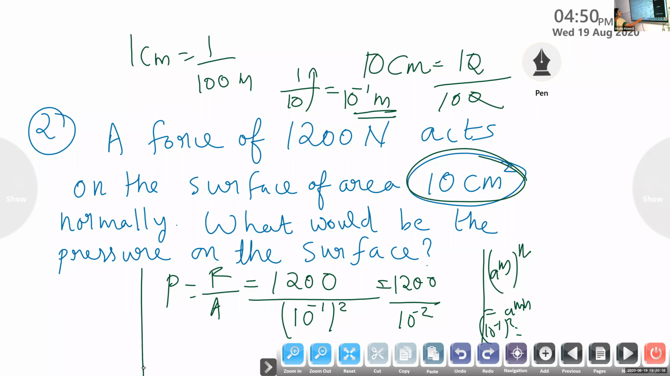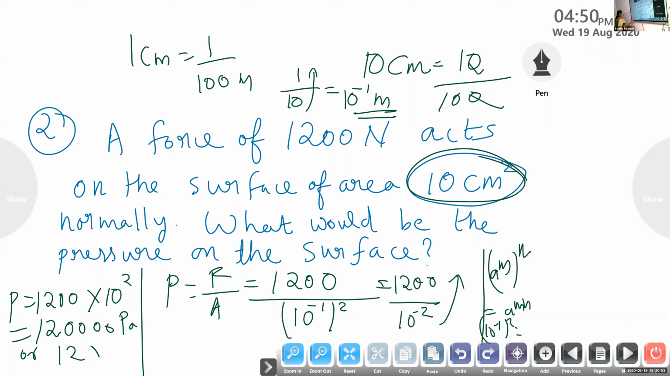Finally, what is the next step? How do we do that? We take the power of 10 to the numerator. So pressure is equal to 1200 into 10 to the power of, when you take it up, positive, 10 square. Therefore, finally you are getting this answer, or you can write 12 into 10 to the power of 4 Pascal.